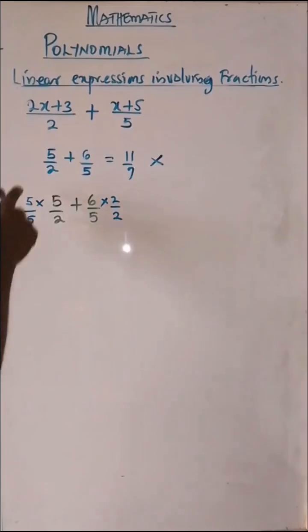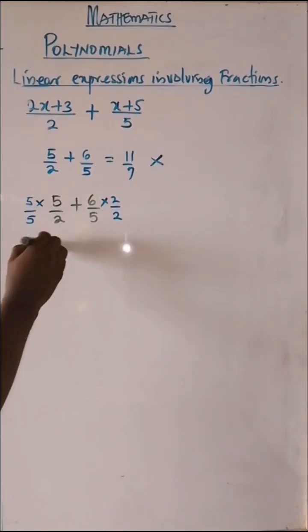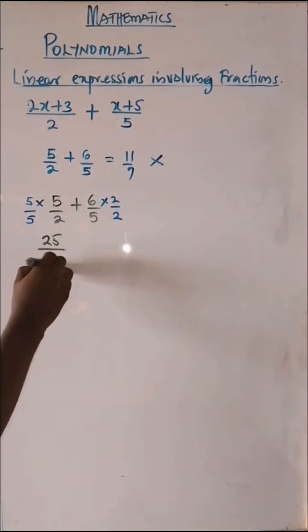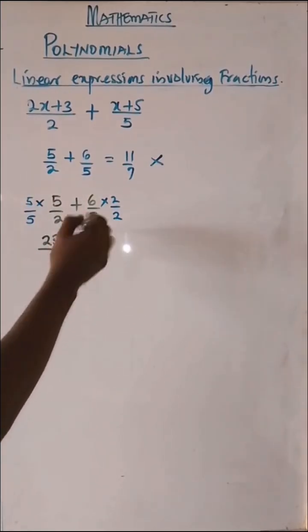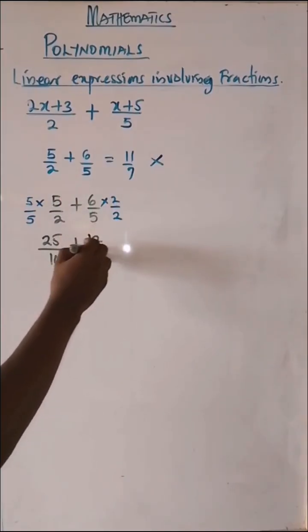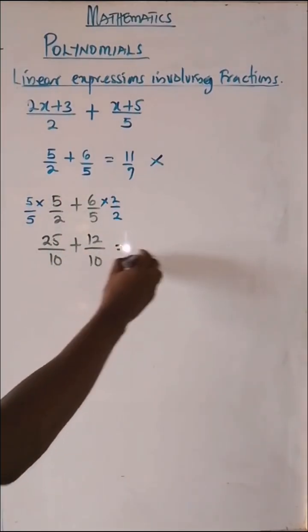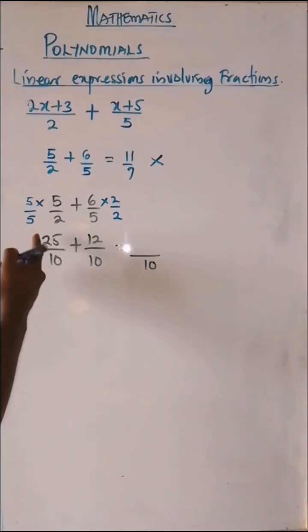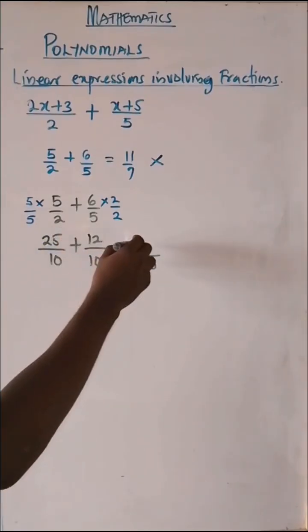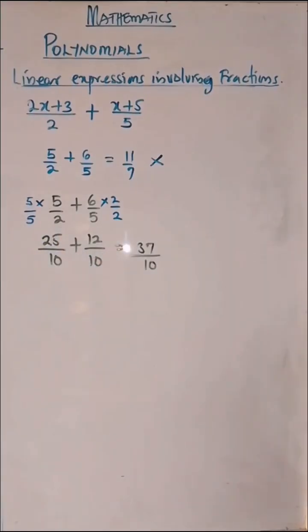So here we just have 5 times 5, it is 25. 5 times 2 is 10. Plus 6 times 2 is 12. 5 times 2 is also 10. Now they have the same denominator, so we can add. Since there is a common denominator, we put 10 here, and we add the numerators. 25 plus 12, that is 37. So that's the answer.